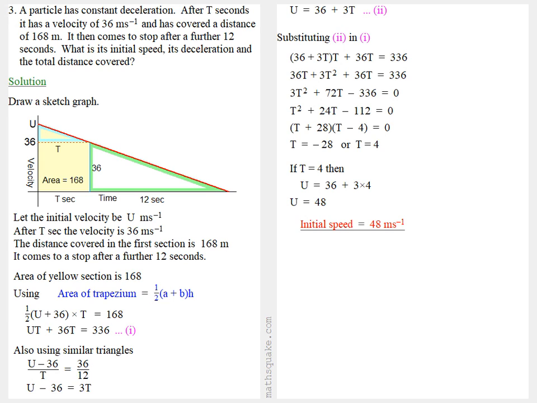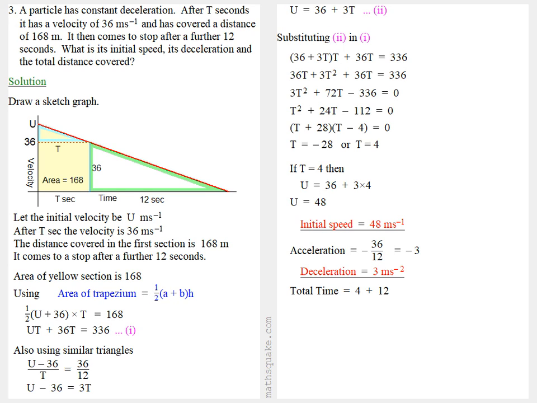Now if we look at the green triangle, the acceleration is the gradient of the line. Now the line is sloping down, so the acceleration is negative, and it's minus the height over the base. So the acceleration is minus 36 over 12, which is minus 3, so the deceleration is 3.